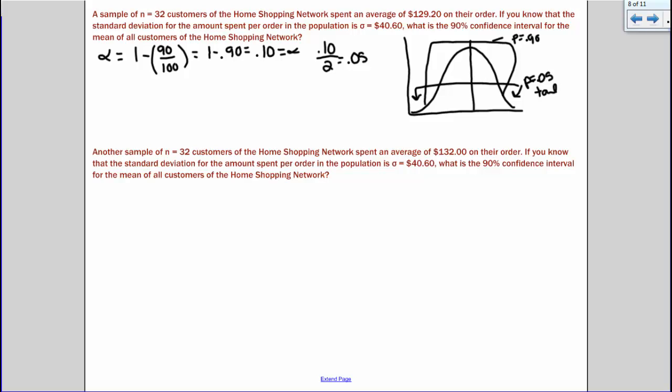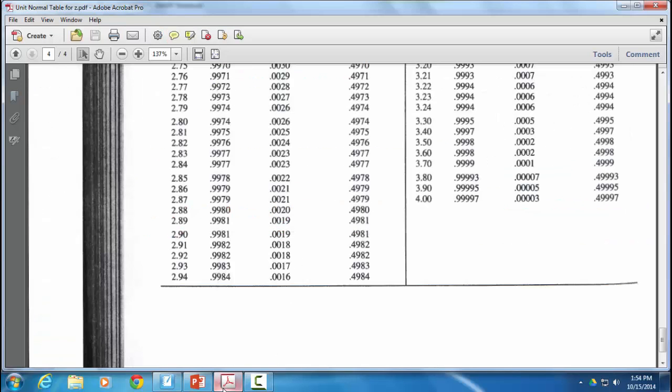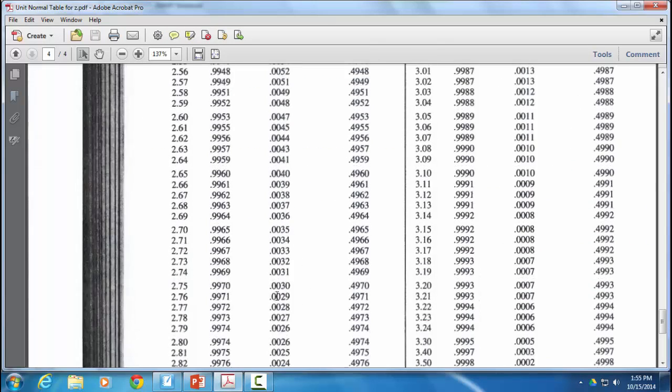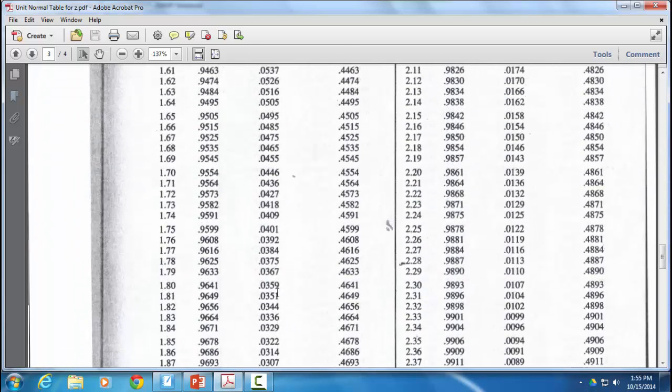So now we know that we need to find the z-score associated with 0.05 in the tail. With an alpha level of 0.10, we split that 0.10 into two tails, so we're looking for 0.05 in the tail to find our z-score. So go to our unit normal table, 0.05 in the tail. It's a toss-up between these two. They're both the same distance from 0.05, but we go with the larger z-score, so 1.65.